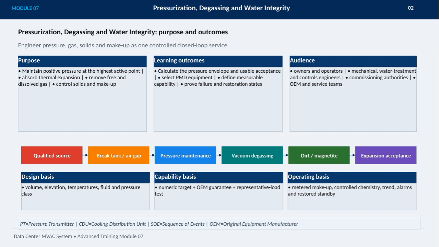By the end of this training, you'll be able to calculate the pressure envelope and usable acceptance, select the right PMD equipment, define measurable capabilities, and demonstrate failure and restoration states. This module is designed for owners, operators, engineers from mechanical, water treatment, and controls disciplines, commissioning authorities, as well as OEM and service teams. We'll cover key concepts such as brake tanks, pressure maintenance, vacuum degassing, and dirt or magnetite control, all grounded in solid design, capability, and operating bases to ensure system integrity and performance.